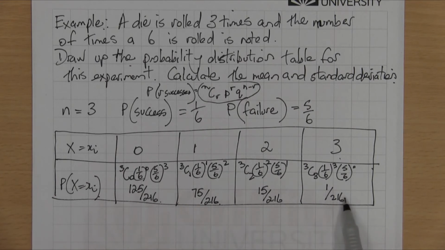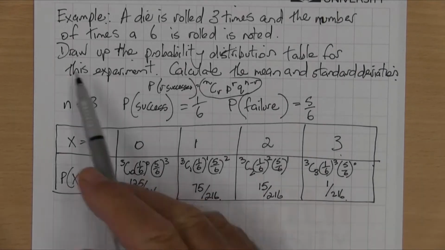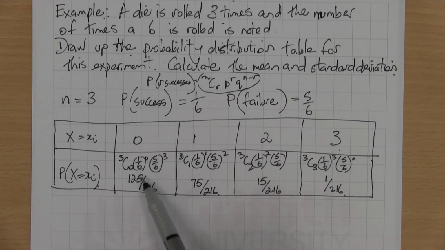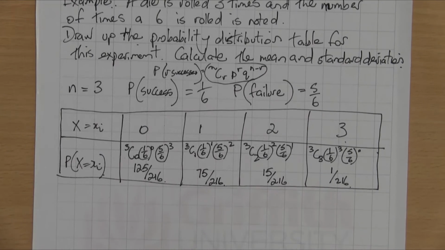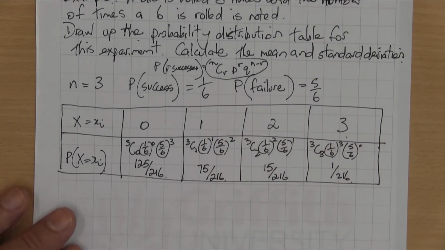When we add them up, hopefully we're going to get 1. So 125 plus 75 is 200. 215, 216 on 216 is indeed equal to 1. So we've drawn up the probability distribution for the experiment. This is 0 sixes, 1 six, 2 sixes and 3 sixes. Okay, now the second part of the question was to calculate the mean and the standard deviation.